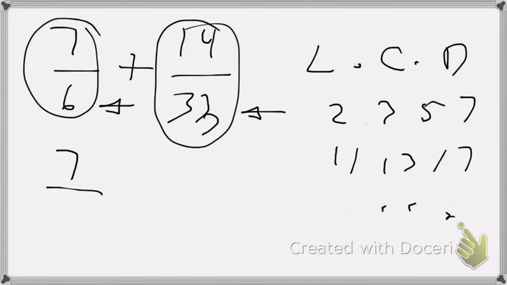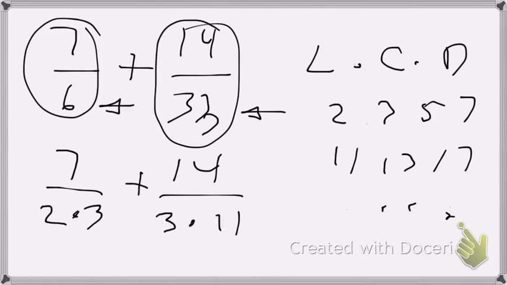So 6 can be expressed as 2 times 3, there. 2 times 3. 33 can be expressed or rewritten as factors as 3 times 11. You can use the calculator to do this. Take 33, divide by 3, and you see that you get 3 times 11 is 33. So those are the factors.